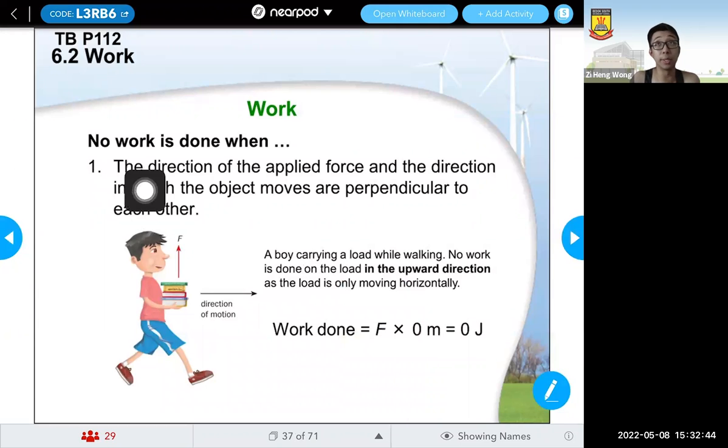However, no work is done when the direction of the applied force and the direction in which the object moves are perpendicular to each other. For example, in this case, you are applying an upward force on the books so that they do not fall off, but you are moving them to the right. In that sense, there's no work done by this upward force lifting the book, because it's perpendicular to the direction of motion.